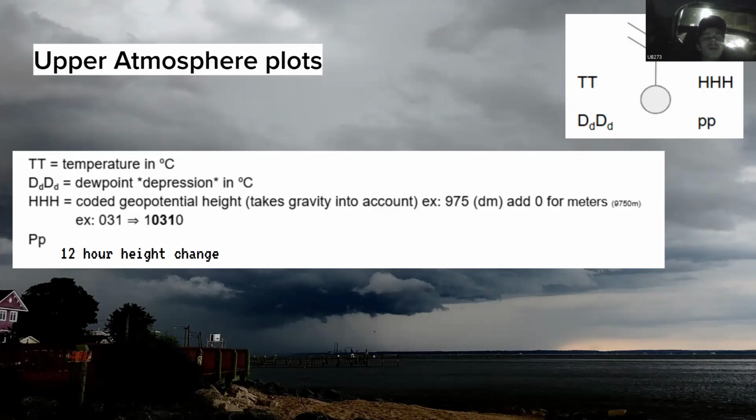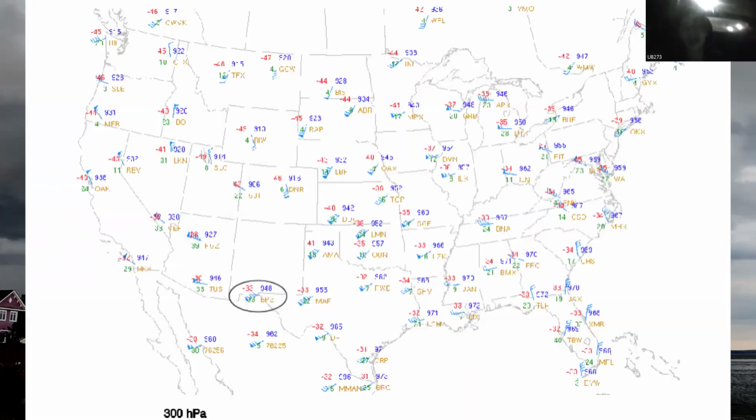But if you have a number that starts with zero, which can also happen, you put a one before the zero and a zero at the end. So if you saw 031, it really means 10,310 meters. And then the PP on the bottom right is just a 12-hour height change. I'm not going to really talk about that right now.